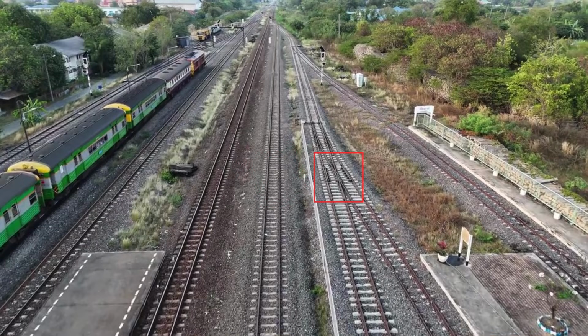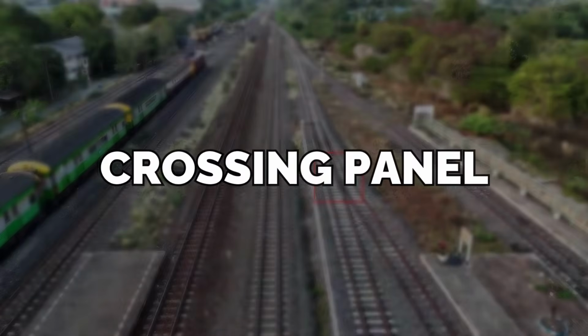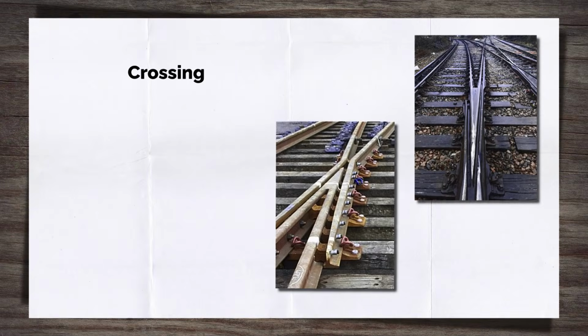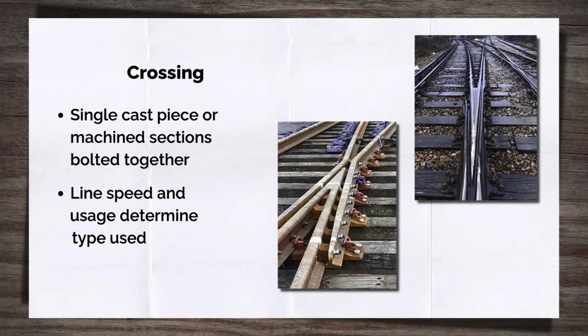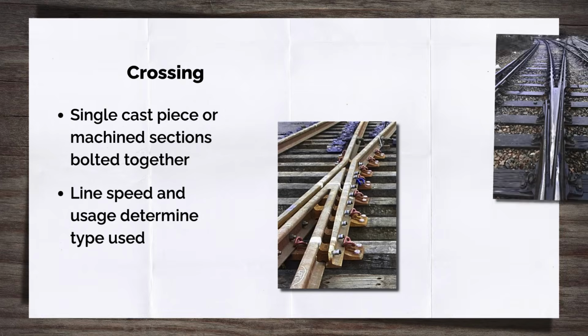After the switch panel, the next biggest thing you'll notice at a railway junction is the crossing. It's a large and distinct piece of metal that could be made from a single casting or multiple pieces of machined sections bolted together, or a hybrid mix of both. The line speed and usage of a particular track will determine which crossing construction type is used, with the cast crossing being used in the higher speed and usage lines.